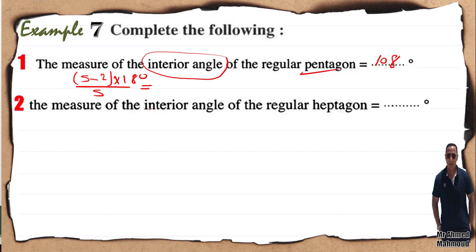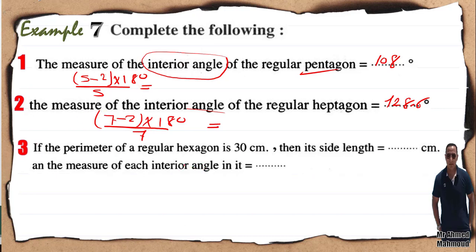The next one, the measure of the interior angle of a regular heptagon. Heptagon means 7. So it is 7 minus 2 times 180 over 7. It gives me a decimal. It's okay. 128.6 degrees.